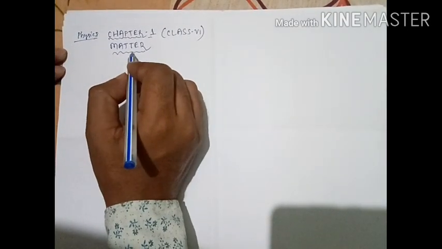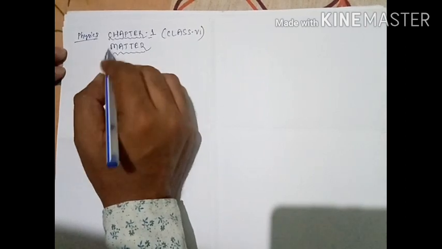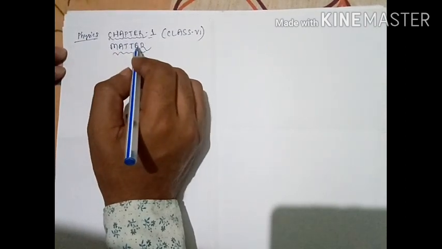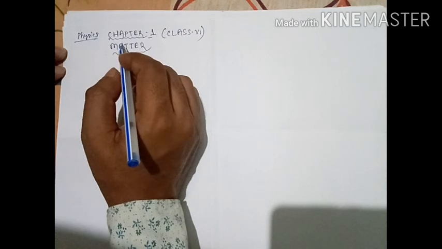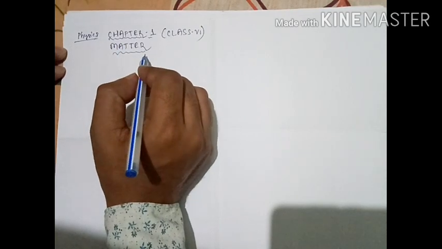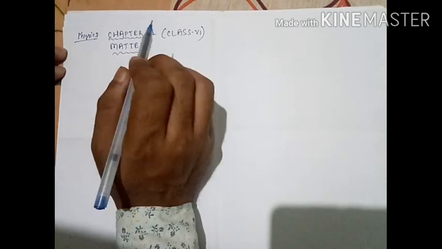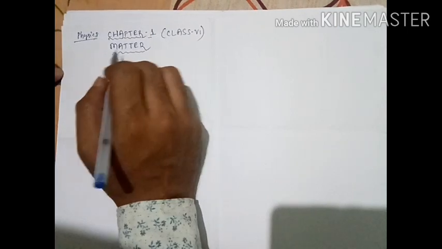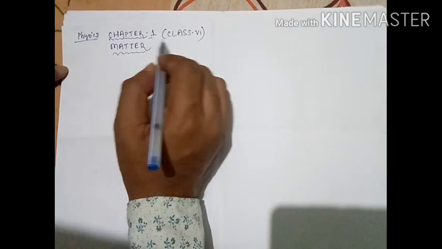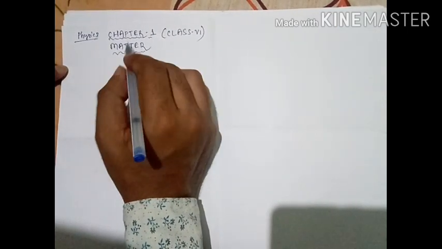So in this chapter we will discuss matter. What is matter? What are the types of matter? How does matter form? What are the characteristics of matter? What is the behavior of matter, etc.? We'll discuss everything about matter today.